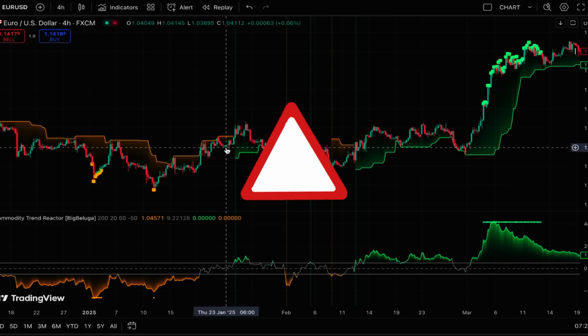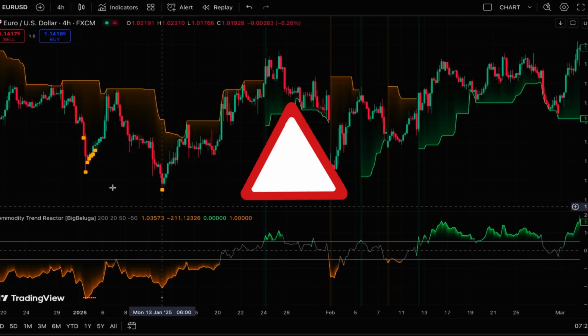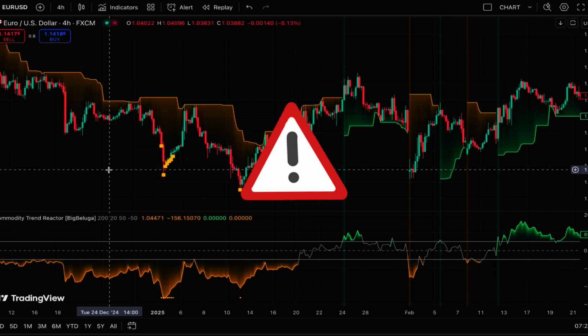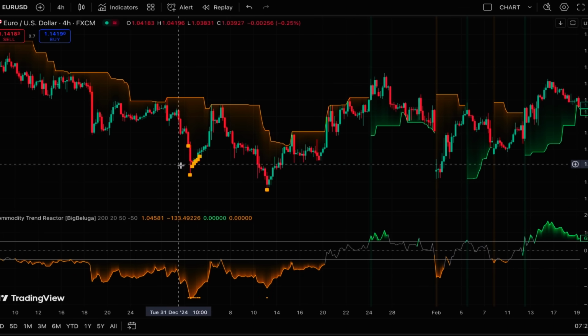Please pay attention that these reversal signals should not be used alone for taking a trading decision, and we need more confirmation before entering any trade. One of the confirmations that you can use is divergence.